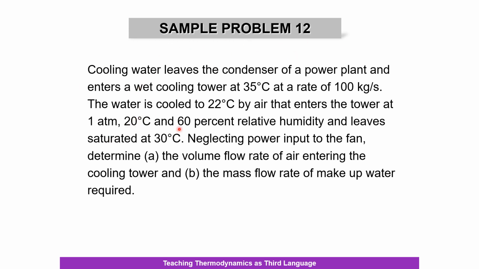The air enters at 20 degrees C, 60% relative humidity, and leaves saturated at 30 degrees C. Saturated means your relative humidity is 100% at this temperature. Neglect the power input to the fan. Determine A, the volume flow rate of air entering the cooling tower, and B, the mass flow rate of makeup water required. For this, I've again prepared a skeleton for the solution.